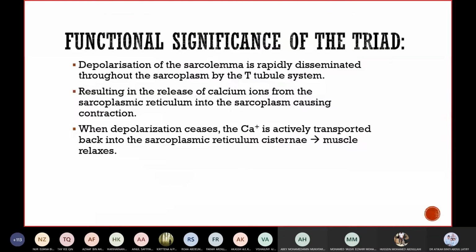So what is the significance of having this T tubule? As I mentioned, it rapidly disseminates the depolarization or action potential from the nerves throughout the whole cell or fiber. It results in the release of calcium ions from the sarcoplasmic reticulum into the sarcoplasm, causing contraction. And when depolarization ceases, the calcium is actively transported back into the sarcoplasmic reticulum via the cisterna, which is via this T tubule complex. And this causes the muscles to relax quickly as well.